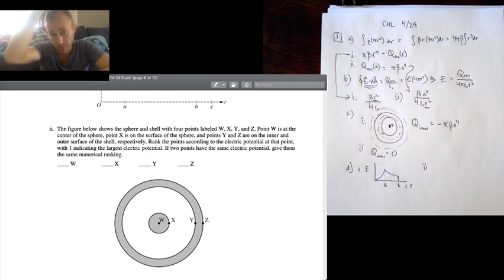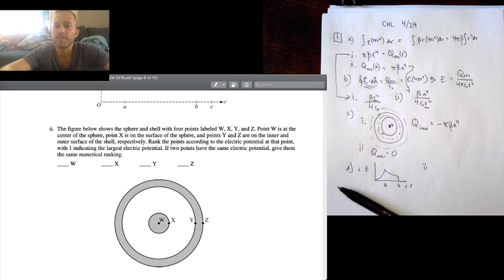All right. 2 says, the figure below shows the sphere and shell in 4 points. Point W is at the center of the sphere. Point X is on the surface of the sphere. Points Y and Z are on the inner and outer surface of the shell, respectively. Rank the points according to the electric potential at that point, with 1 indicating the largest electric potential.